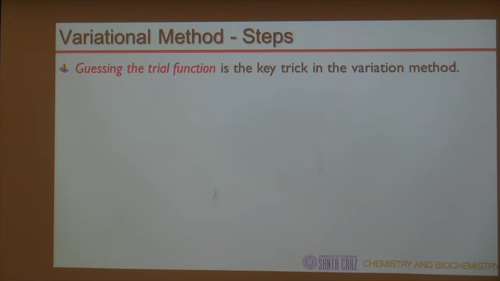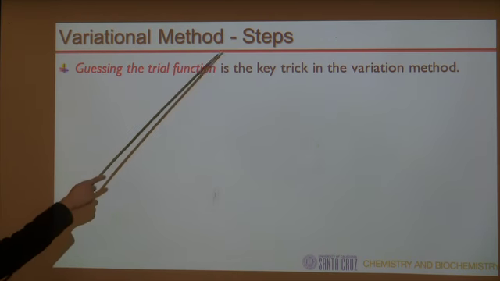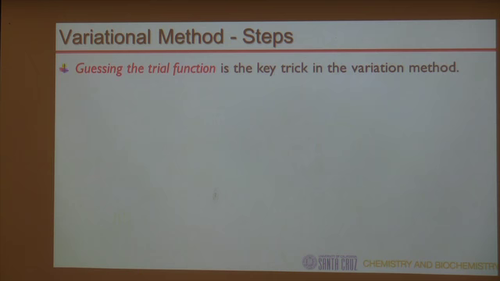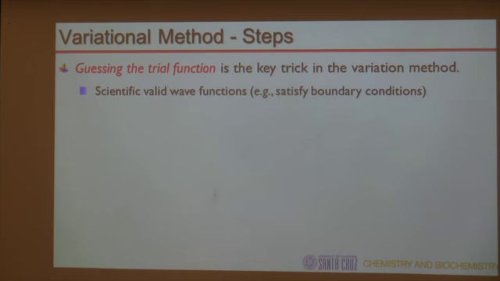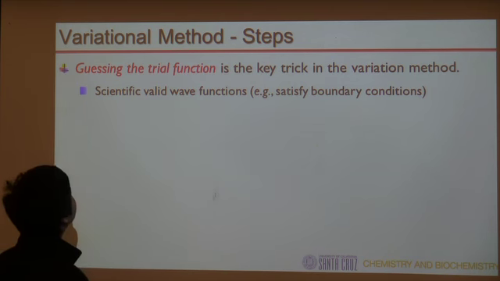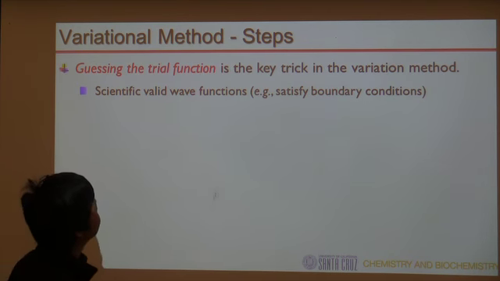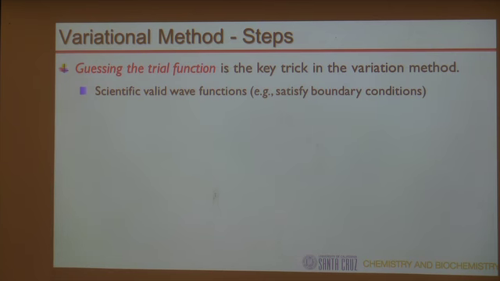Now I want to talk about the trial functions. Guessing the trial function is actually the key step for carrying out the variational method. The first step is to guess the wave function. It's not like trying 1,000 trial functions, that's pretty time consuming. So you need to use some guidelines. The first one is that it should be a scientifically valid wave function. That means it should satisfy at least the boundary conditions.